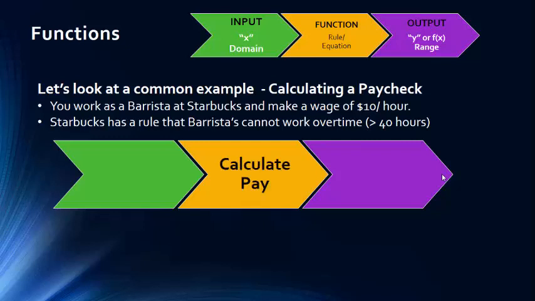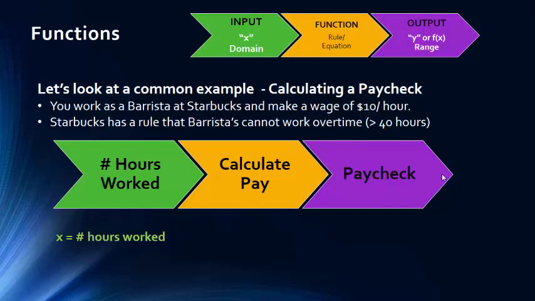So our function is going to be calculating pay. Our input will be the number of hours worked, and our output will be our paycheck. So again, thinking of this in terms of mathematics, our x value is the number of hours worked, as we can see there. That's the input.